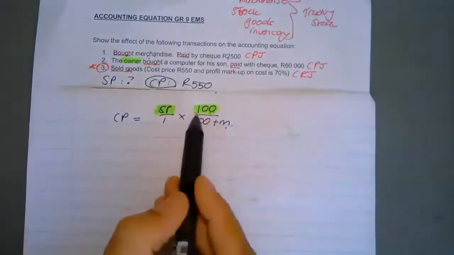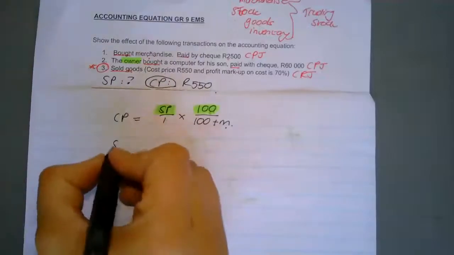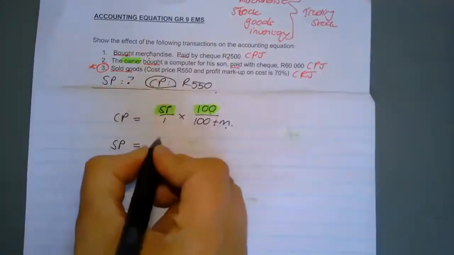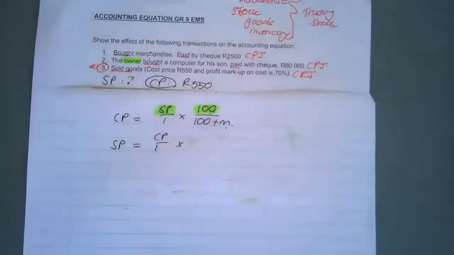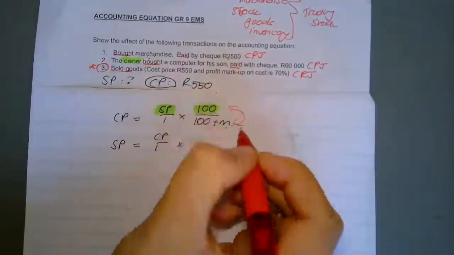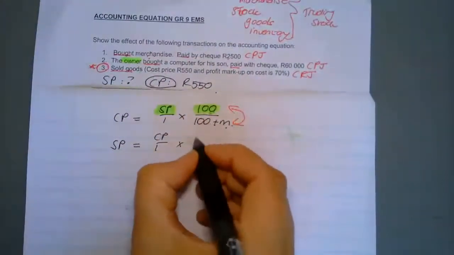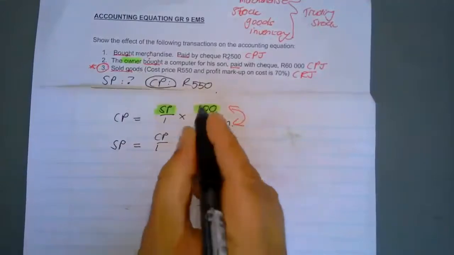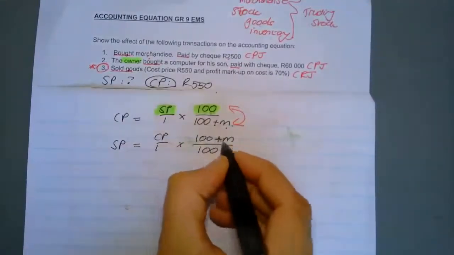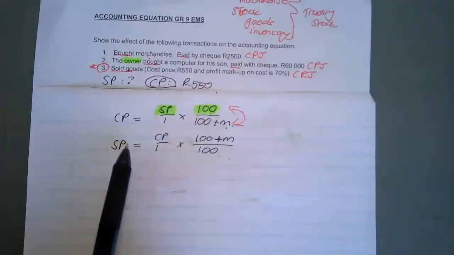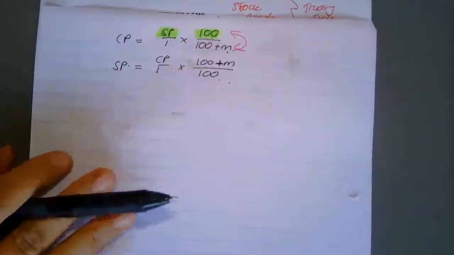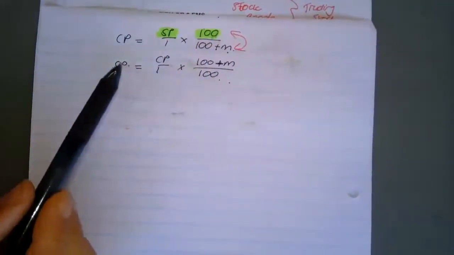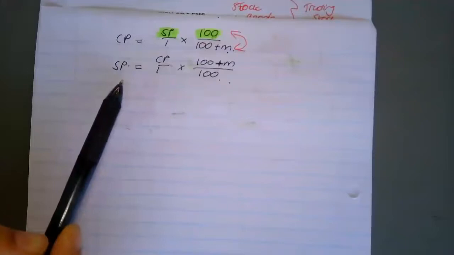Because if you know this calculation, you'll know the next one. Sales price equals the opposite: 1 over 1 times. Now you just turn this around, so this one goes on top and this one goes below. So this is the calculation for sales price and this is the calculation for cost price, and you need to study this off by heart. We will always give you either the cost price or the sales price, and you must calculate the other one.